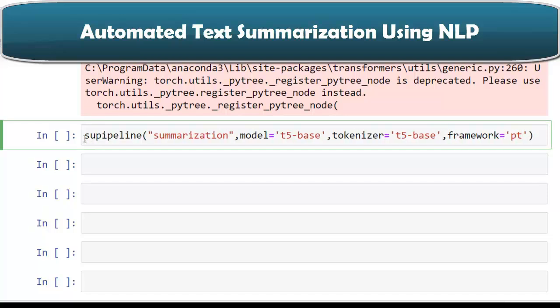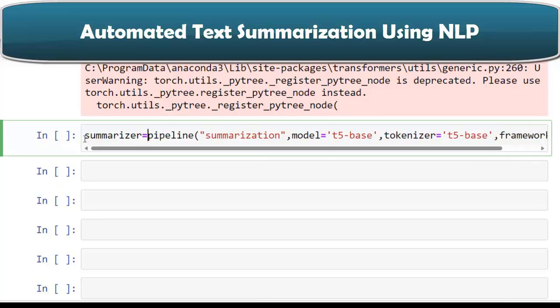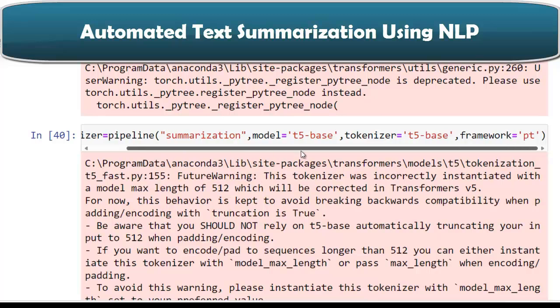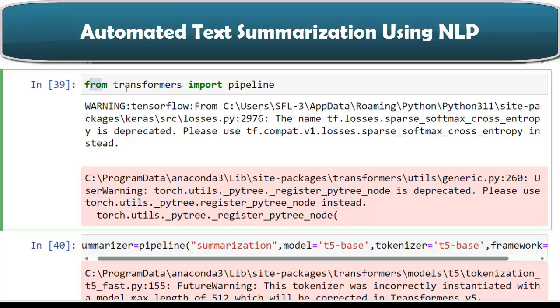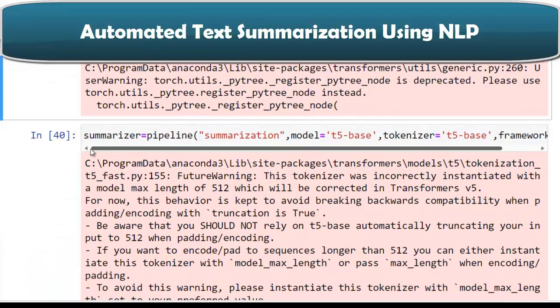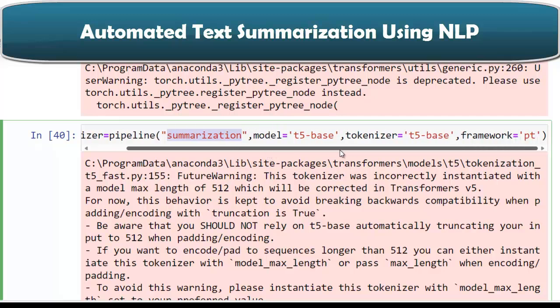Let's assign it to one variable summarizer is equal to this statement. Let's execute this cell. Please ignore this warning. So as you can see here, first we have imported pipeline from transformers library. This function enables easy access to pre-trained models for various NLP tasks. So please remember, here we have used this pipeline function from the Hugging Face transformers library to create summarization pipeline. And here we have created summarization pipeline. Here you can see summarization argument specifies that we want to create a pipeline for text summarization, abstractive text summarization.